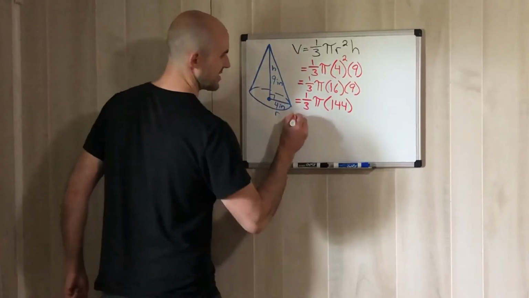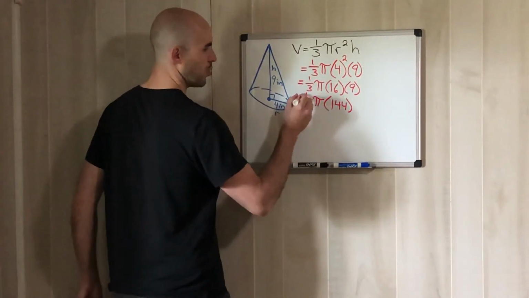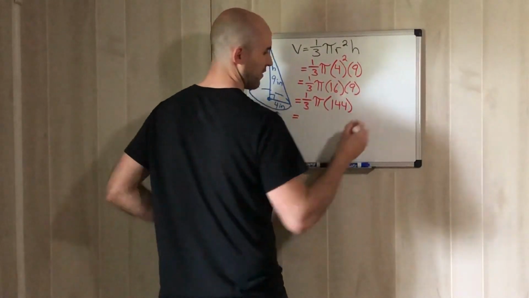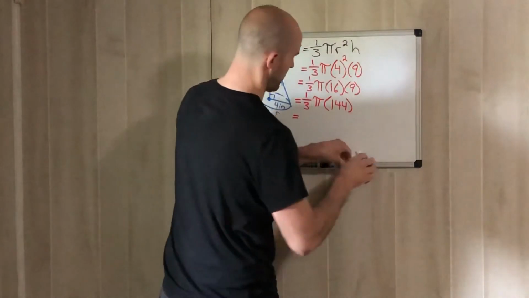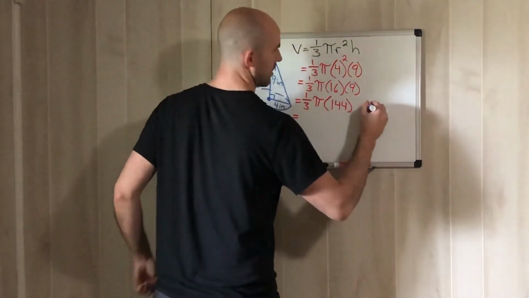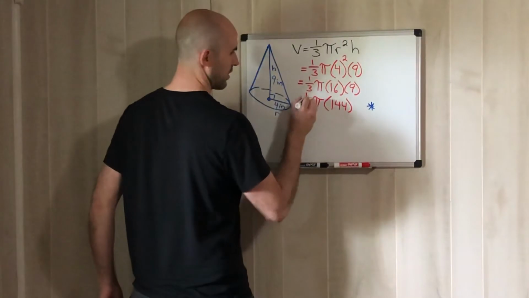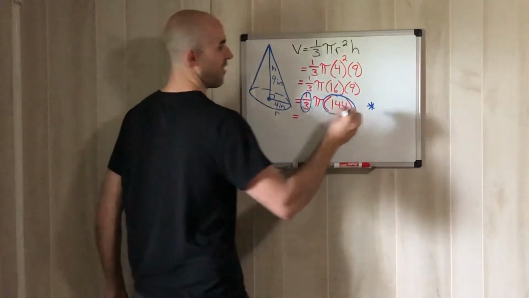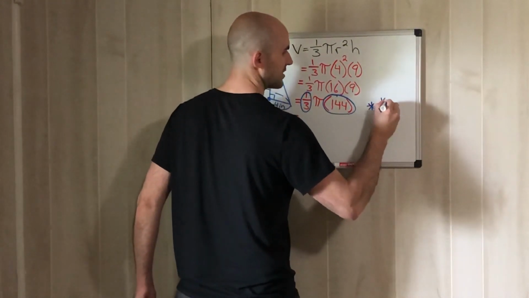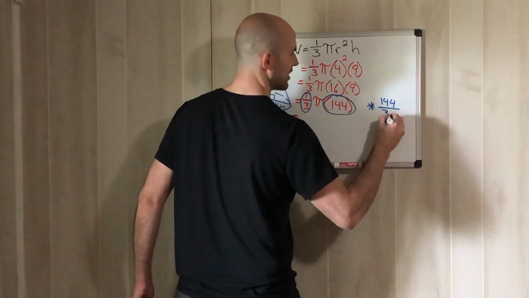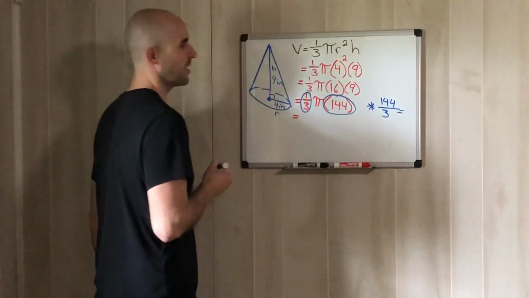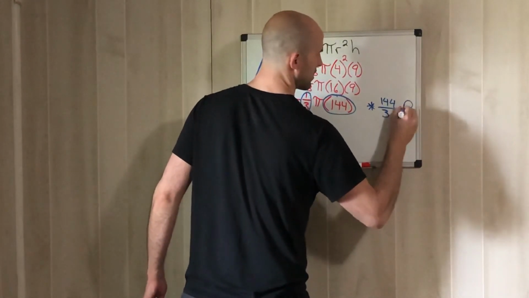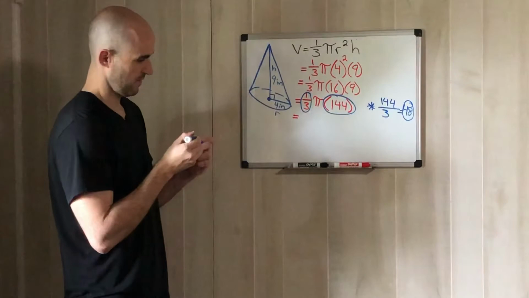Now, the one step that some people are going to have issues with is you want to take care of that third of 144. So again, I'll make a little star over here in a different color just so you guys can see. We want to do the third of 144. A third of 144 is the same thing as saying 144 divided by 3, which is going to end up giving us 48.